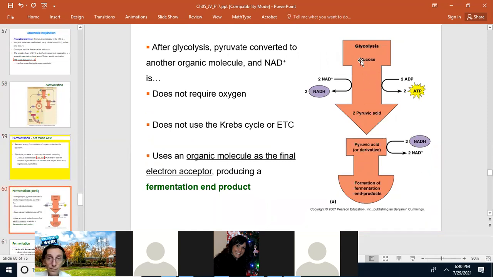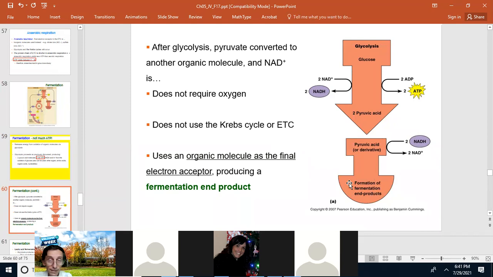Glycolysis takes glucose and converts it into pyruvic acid. We do generate 2 ATP. And then NAD plus is converted to NADH. Fermentation does not use the Krebs cycle or the electron transport chain. It only uses glycolysis. And then after glycolysis, we have one or two fermentation steps where pyruvic acid is converted into the end product of fermentation. And that end product will differ depending on which fermentation reaction we're talking about.